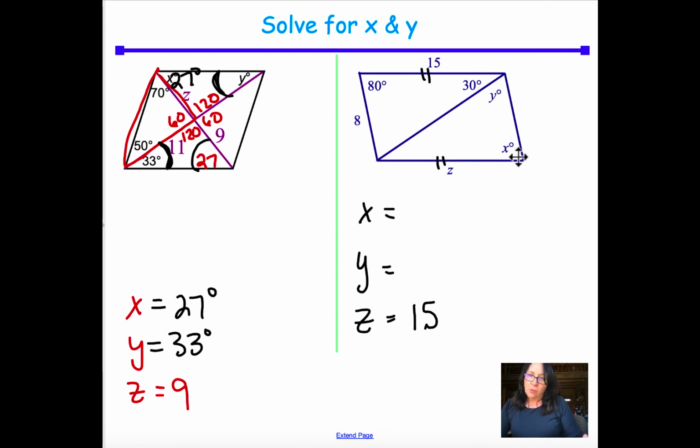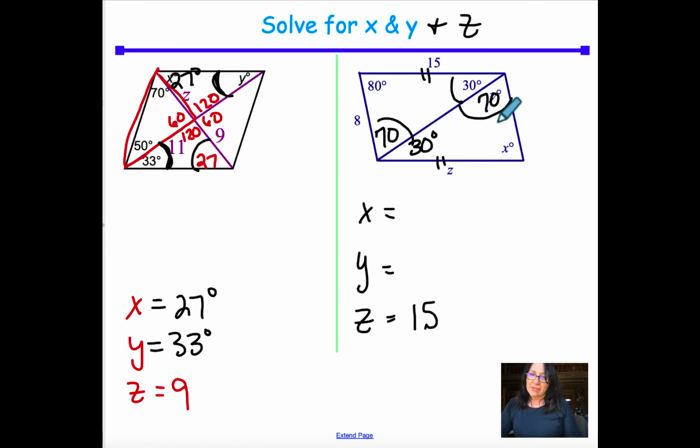Now, x and y, I guess this should be x and y. Those are angles, so even though this angle here is 30, this angle would also be 30 degrees, but that's not helping me right now. What is going to help me is if I add 80 plus 30, right? So 80 degrees plus 30 degrees gives me 110. And if I take 110 and subtract it from 180, that makes this angle 70, which makes y 70.